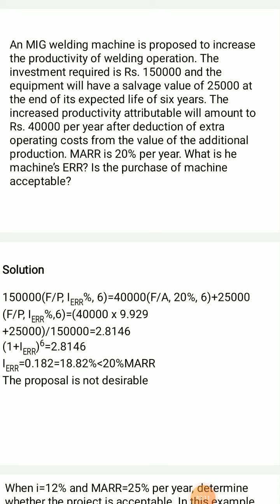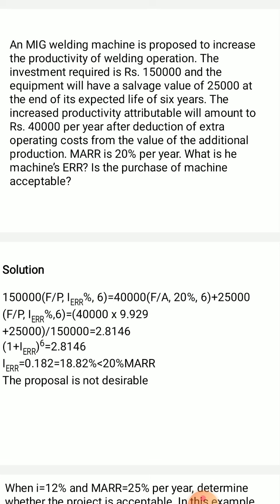Now in this example, 1,50,000 is initially invested. 25,000 is the salvage value at the end of the 6 years. And the revenue after deduction of some expenses is 40,000. With this, the MARR for that particular company is 20%. So in this condition, what will be the external rate of return?